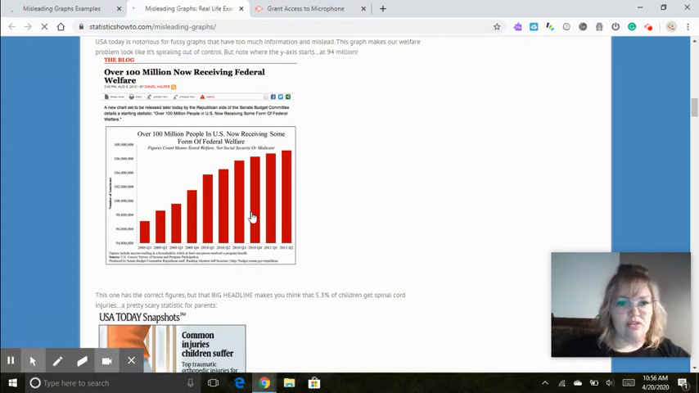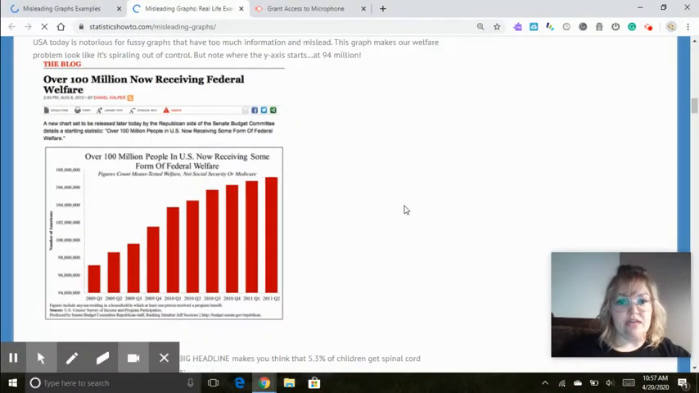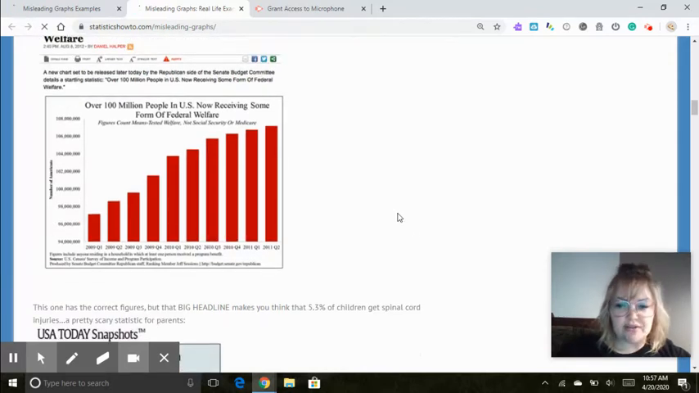So like this one from the New York Times, I think is what it says. It starts at 94 million, and then it shows that the federal welfare has gone up so much, whereas if they changed the graph to where it started at 0 instead of 94 million, it wouldn't look like this drastic kind of slope that it has now.